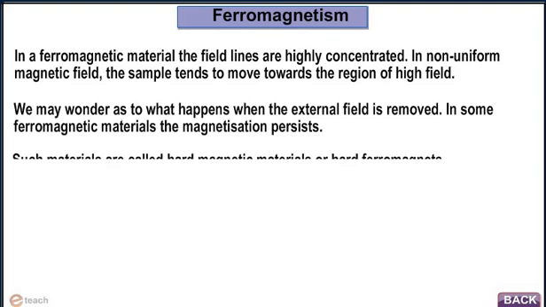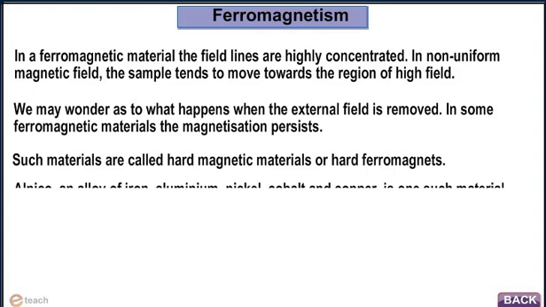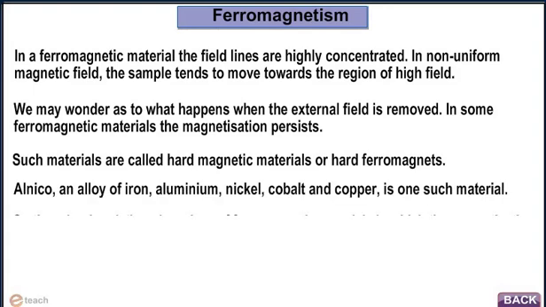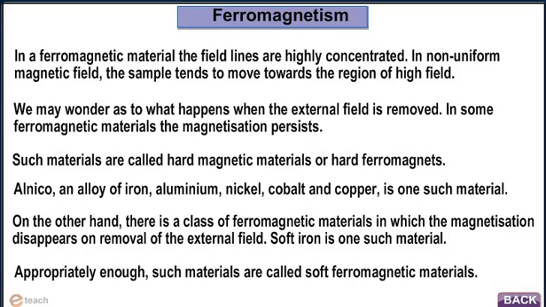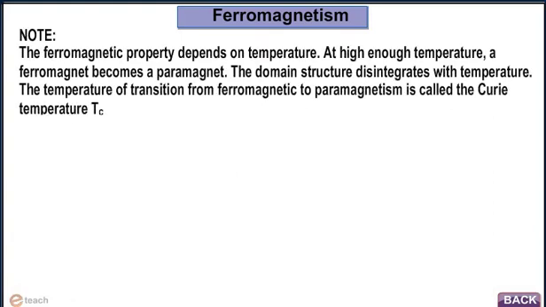We may wonder as to what happens when the external field is removed. In some ferromagnetic materials, the magnetization persists. Such materials are called hard magnetic materials or hard ferromagnets. Alnico, an alloy of iron, aluminium, nickel, cobalt and copper, is one such material. On the other hand, there is a class of ferromagnetic materials in which the magnetization disappears on removal of the external field. Soft iron is one such material. Appropriately enough, such materials are called soft ferromagnetic materials.